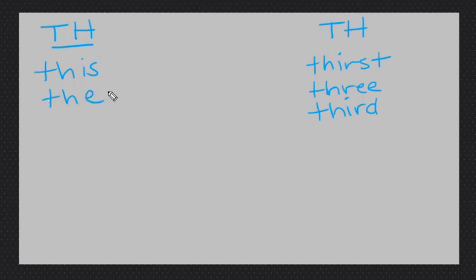The astronaut has TH. The astronaut. The or the. Thinking. The. Thinking. Think. The. Think. So again, this line is important. It means it is voiced. And this is unvoiced. Unvoiced.